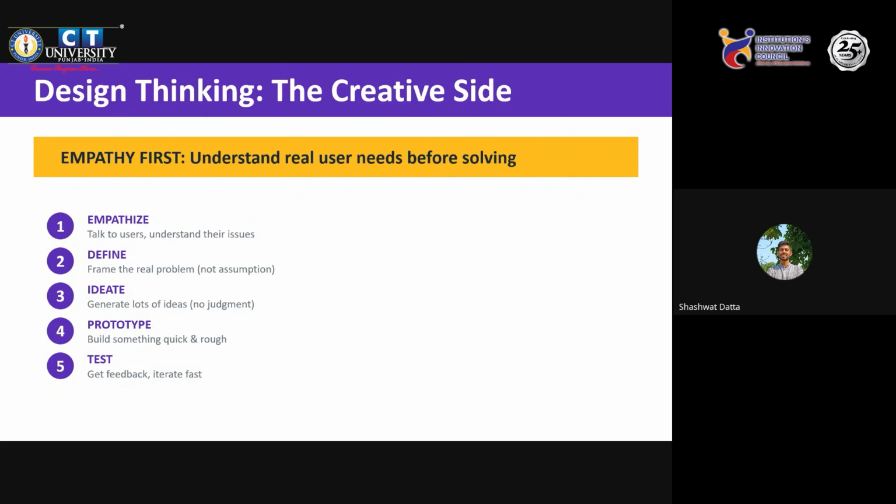And lastly, you need to test it. You put it in front of real users and watch what happens. You listen, you iterate, and then you go back to the first step. Actually, this is not a simple flow chart as it seems. You might have to go back from step three to step one. That's normal and that is good.